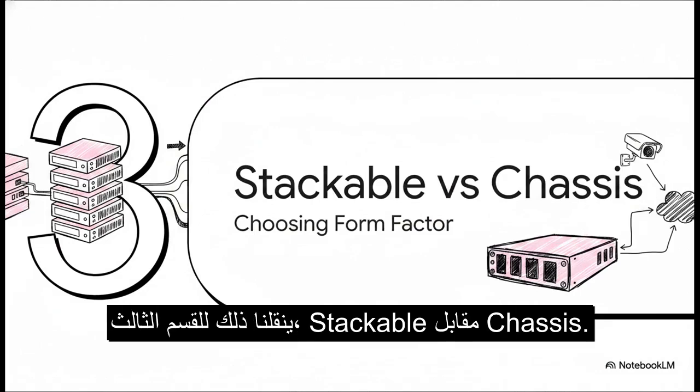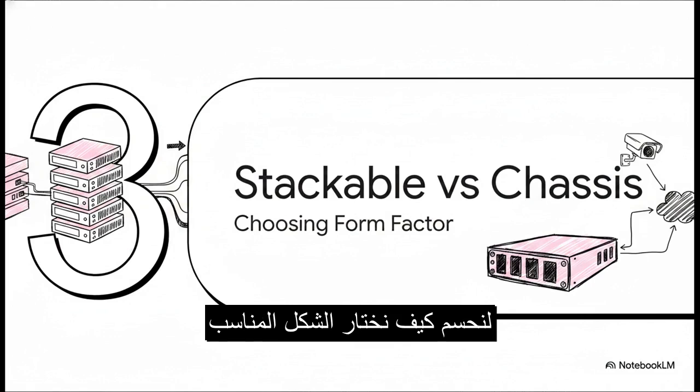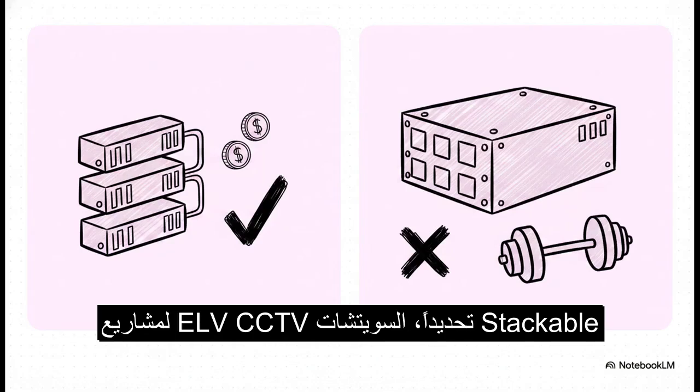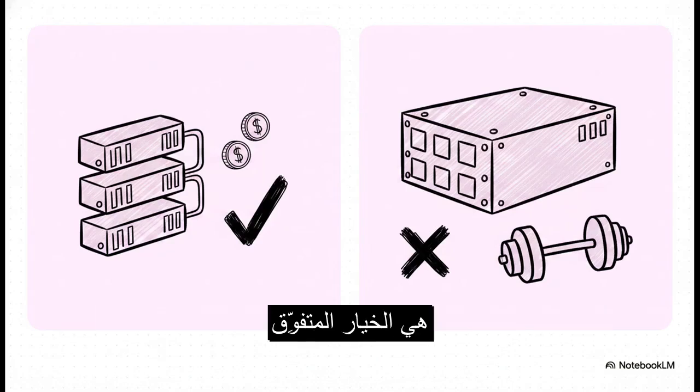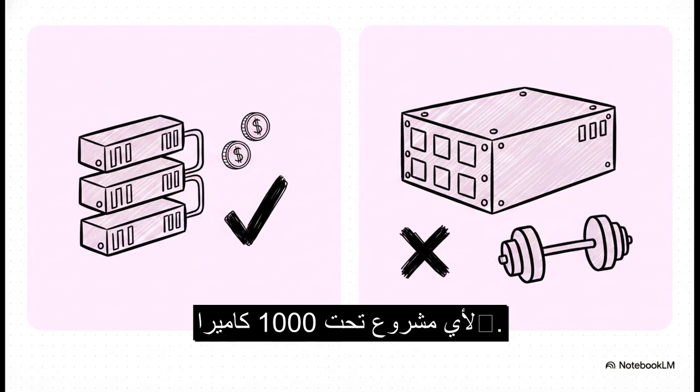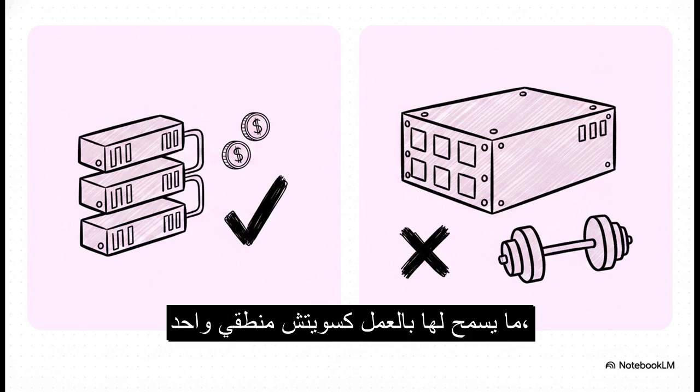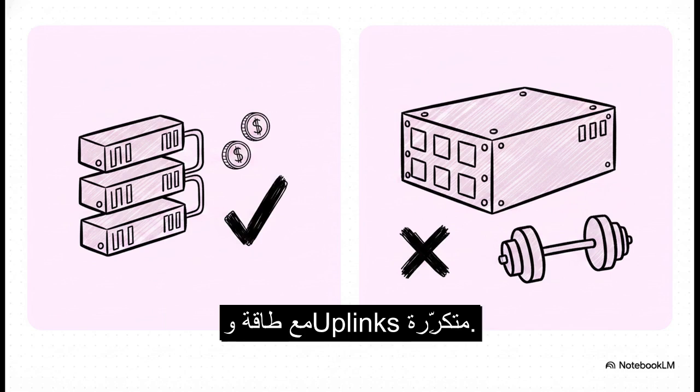That brings us to Section 3, stackable versus chassis design. Let's figure out how to choose the right form factor to actually achieve all this hardware redundancy. For ELV CCTV setup specifically, stackable switches are hands down the superior choice for pretty much any project under 1,000 cameras. Stackables are just individual units connected by physical stack cables, which lets them act together as one single logical switch, complete with redundant power and uplinks. They're cheaper and honestly, way easier to expand.